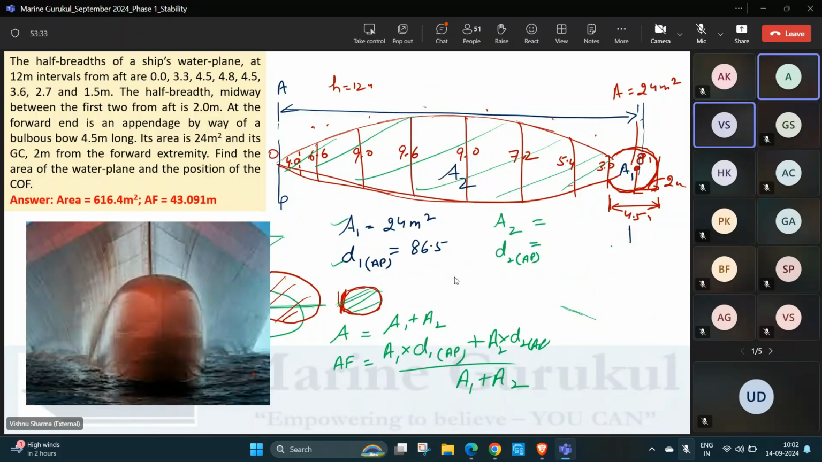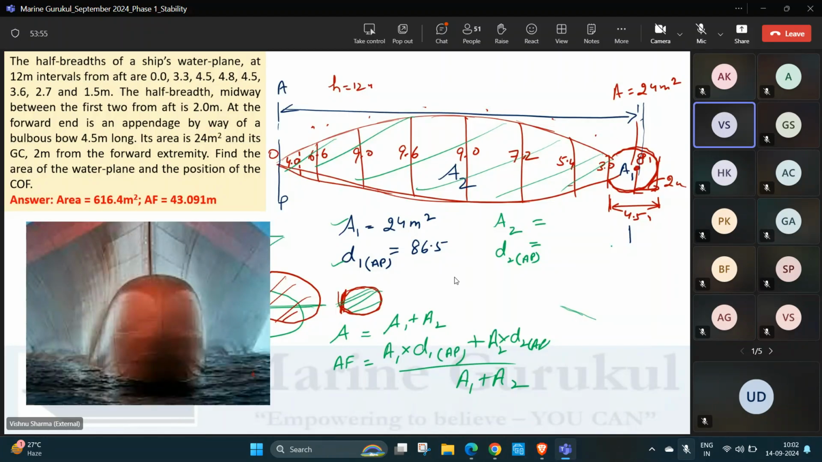Just run down the PDF I've shared and see the answer. Maybe I've copied it wrong here. Quite possible. Sir, there isn't much difference, mine is coming 43.090. Well, the 090 is okay. 090 is a rounding off. Okay.